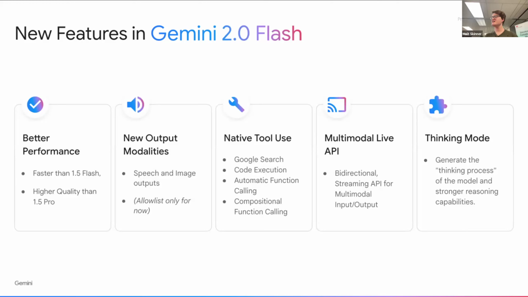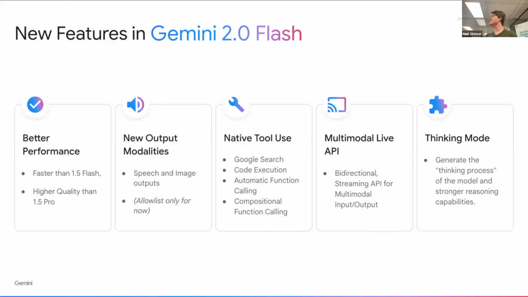That's to be expected, and higher quality. The actual responses ended up being faster than the previous version and higher quality. I mean, that sounds pretty obvious. Of course, the new version is going to be better, but that's just how it goes. There are some different output modalities like speech and image outputs, which is currently only an allow list, but that should be released to the public very soon. And you can get in touch with our sales teams if you want to get allow list access to those.